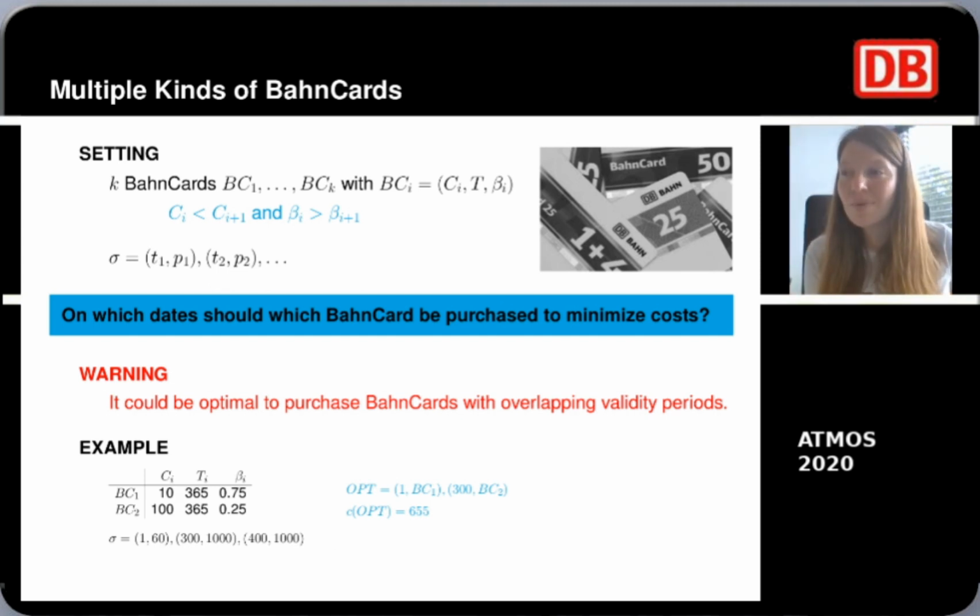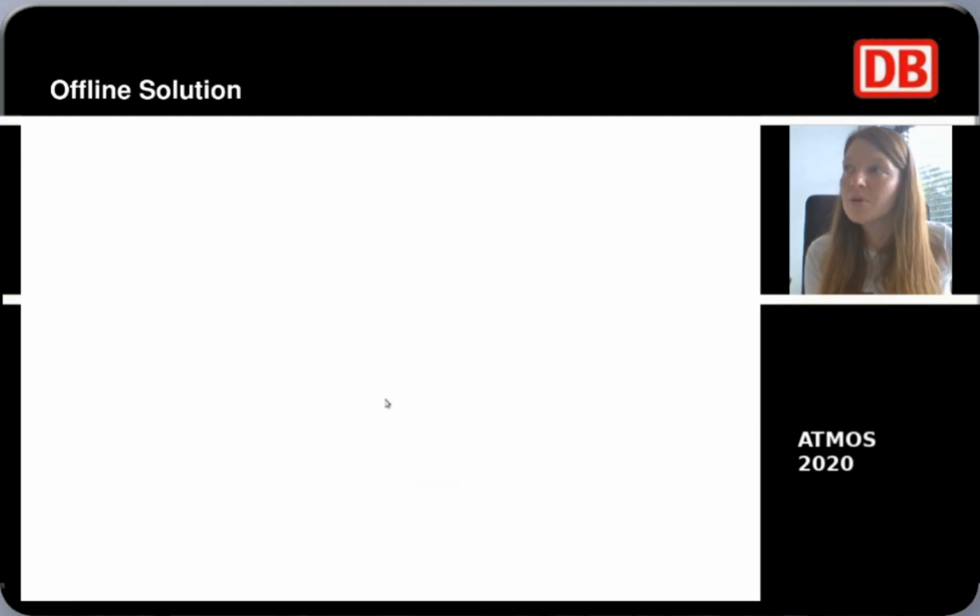And it's really important to remember this observation here, and we will now discuss the offline variant of the problem. So remember that in the offline variant we know all of sigma in advance, so all of the future journeys with their respective dates and ticket prices, and so we can make fully informed decisions. For the original BahnCard problem, considering a single BahnCard, Fleischer already proposed a very elegant graph-based solution, and I will explain it to you on a small example.